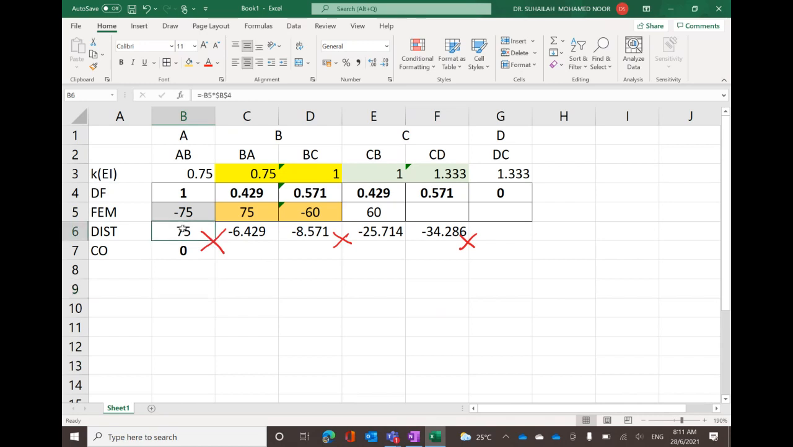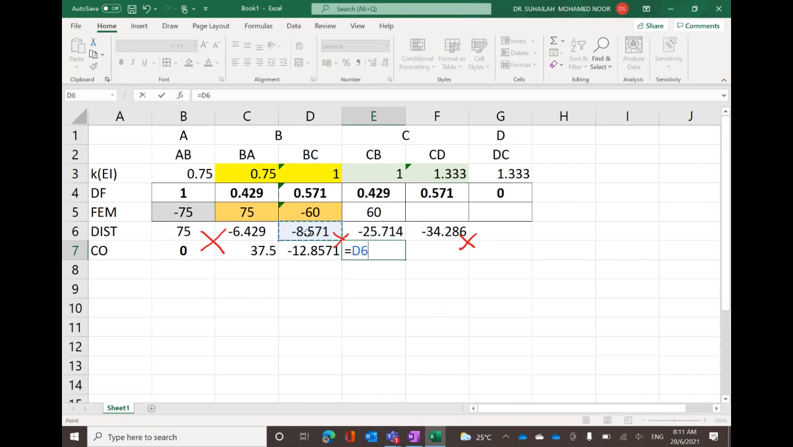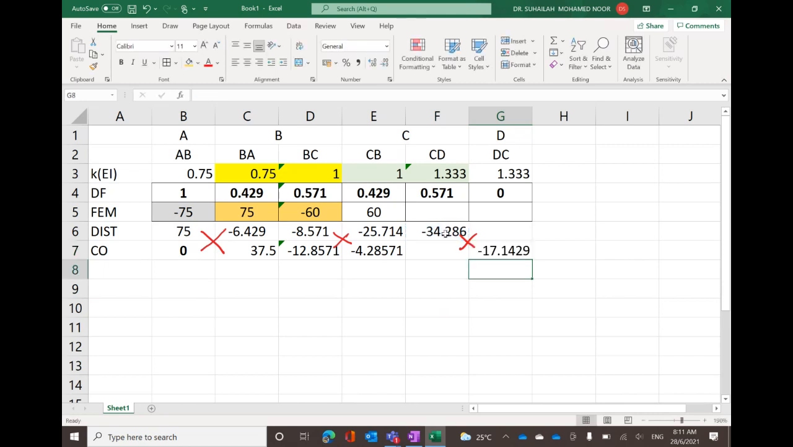However, this 75 we need to carry to B. A to B. B is internal. Internal is fixed. So we will apply COF, carryover factor, equivalent to 0.5. It is 75 divided by 2. And then for BC, we will get negative 25 divided by 2. And then for CB, we get from BC negative 8.571 divided by 2. And for DC, doesn't have value. For DC, we get from CD. It is negative 34 divided by 2.